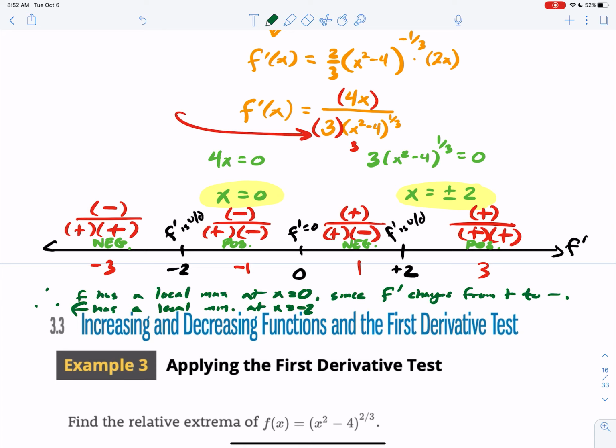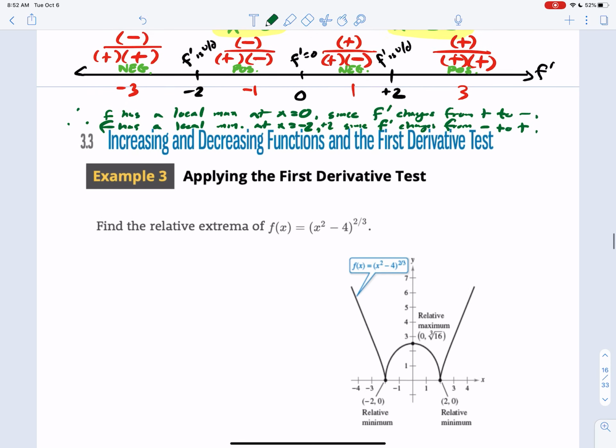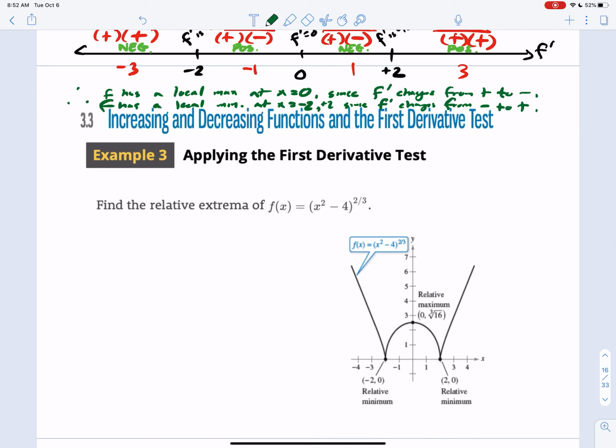And what am I missing? And positive 2, since f prime changes from negative to positive. But let's take a look at the picture to see if it's accurate. Okay, we had a local max at x equals 0, local min at negative 2 and plus 2.